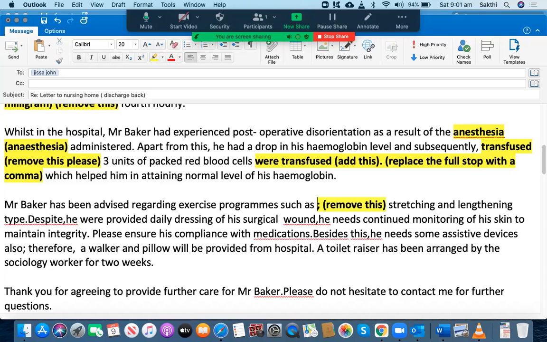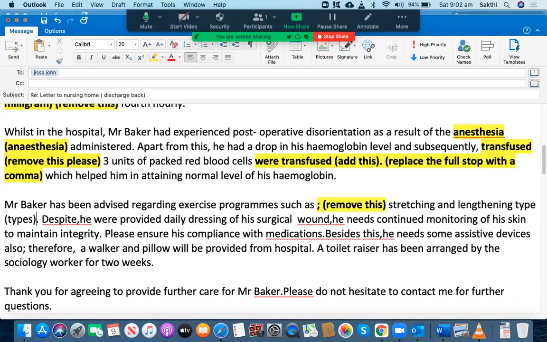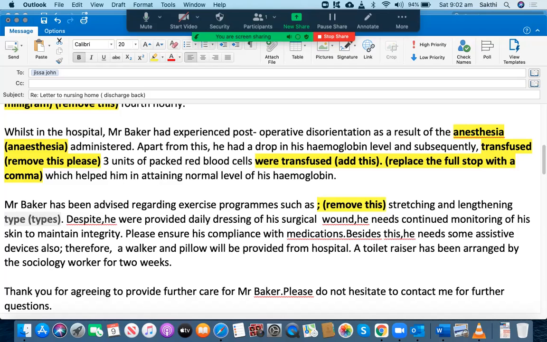Remove this, please. Okay, all right. Stretching and strengthening type. That's good. It could have been stretching and strengthening types, because there are two different things, right? So you have to use the plural noun after this. Okay, let's go to the next one.